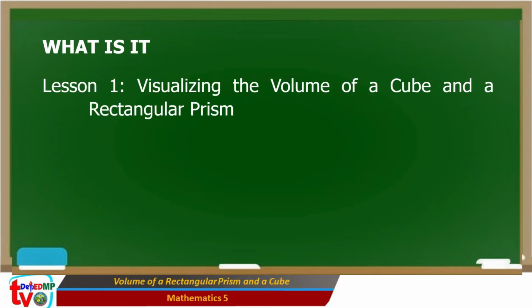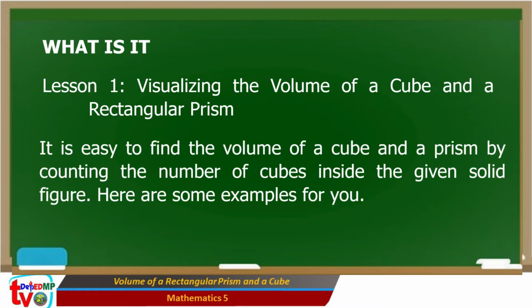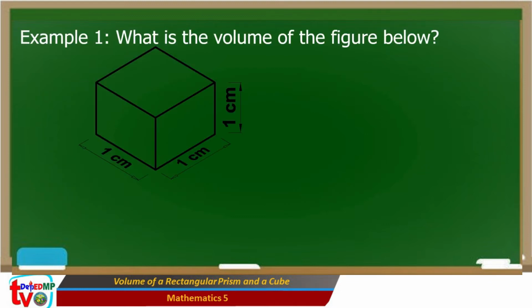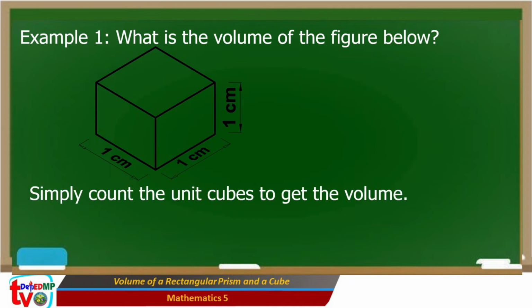Lesson 1, visualizing the volume of a cube and a rectangular prism. It is easy to find the volume of a cube and a prism by counting the number of cubes inside the given solid figure. Here are some examples for you. Example 1. What is the volume of the figure below? Simply count the unit cubes to get the volume.